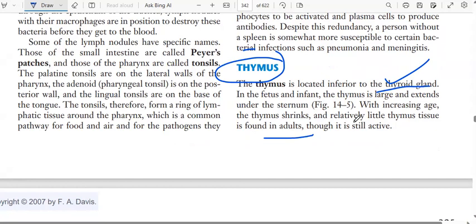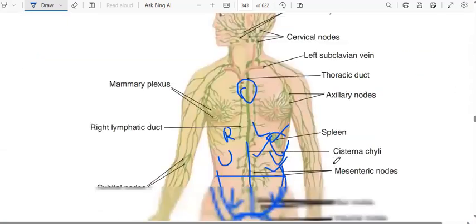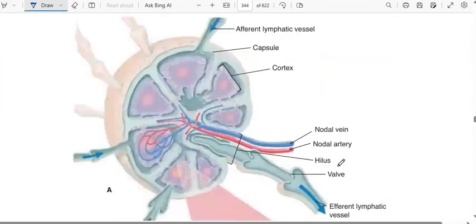Okay, as age increases, what will happen? The area, the width, the length of the thymus decreases. But still, a small amount of thymus is present in adults.